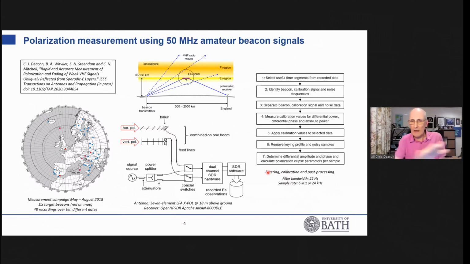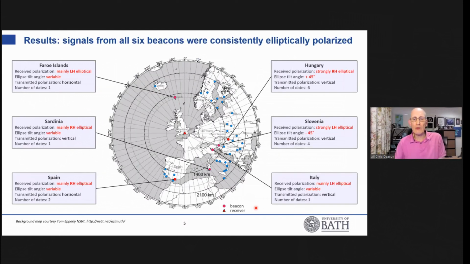So I can answer more questions about that later if you want, but as I say, there's a lot more information in the paper about that, and I think Ben Whitfleet may well be on the call, my main co-author there, and in fact I think he drew most of these diagrams. So here's a summary of the results.